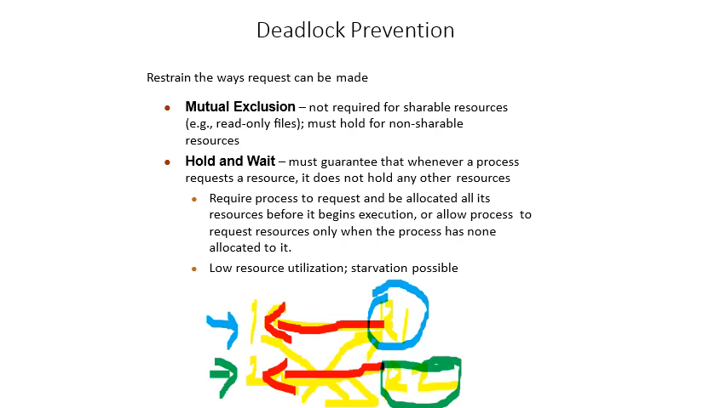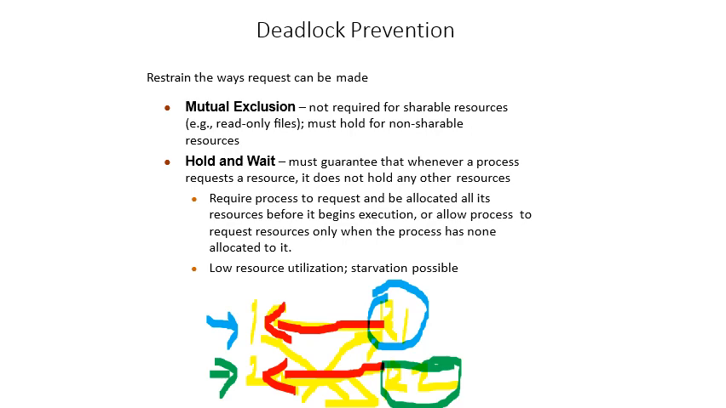So each process is holding one resource and waiting for another. At this condition the deadlock will occur, and this will enter into an infinite loop. This is about hold and wait. If you want to prevent the deadlock, this hold and wait situation shouldn't occur.